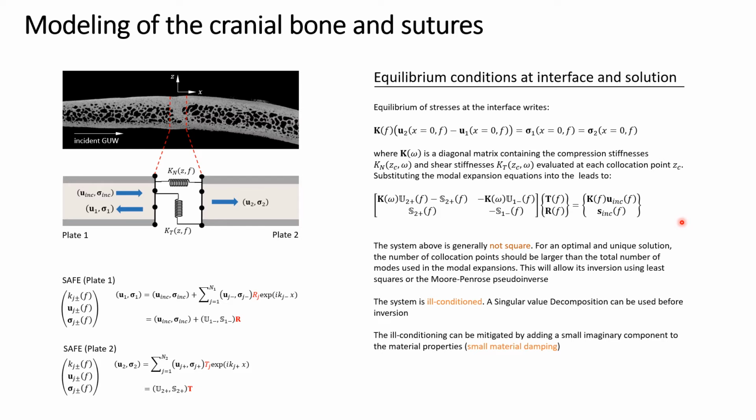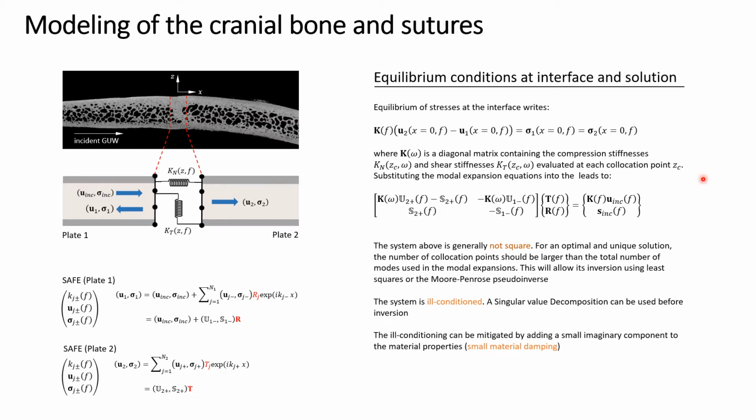After we have performed the cut, we use the modal expansion method to reconstruct the reflected field in the left portion of the bone as a function of the incident field, the displacement and stress eigenfields computed from the SAFE, and the unknown reflection coefficients R. And then we do the same thing on the right portion of the bone, where we reconstruct the transmitted field as a function of the unknown transmission coefficients T.